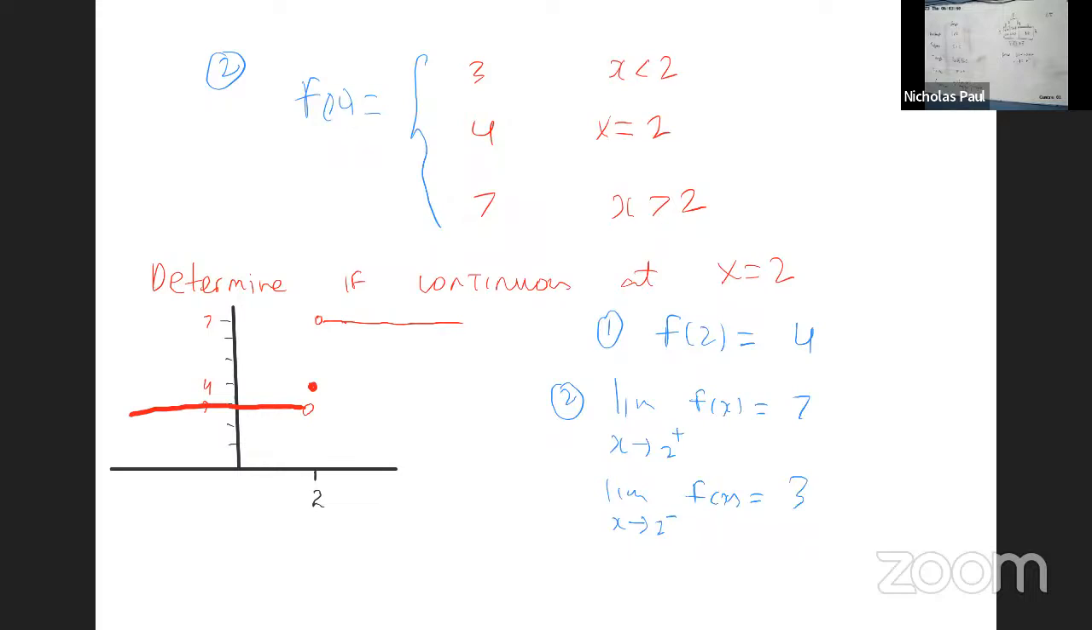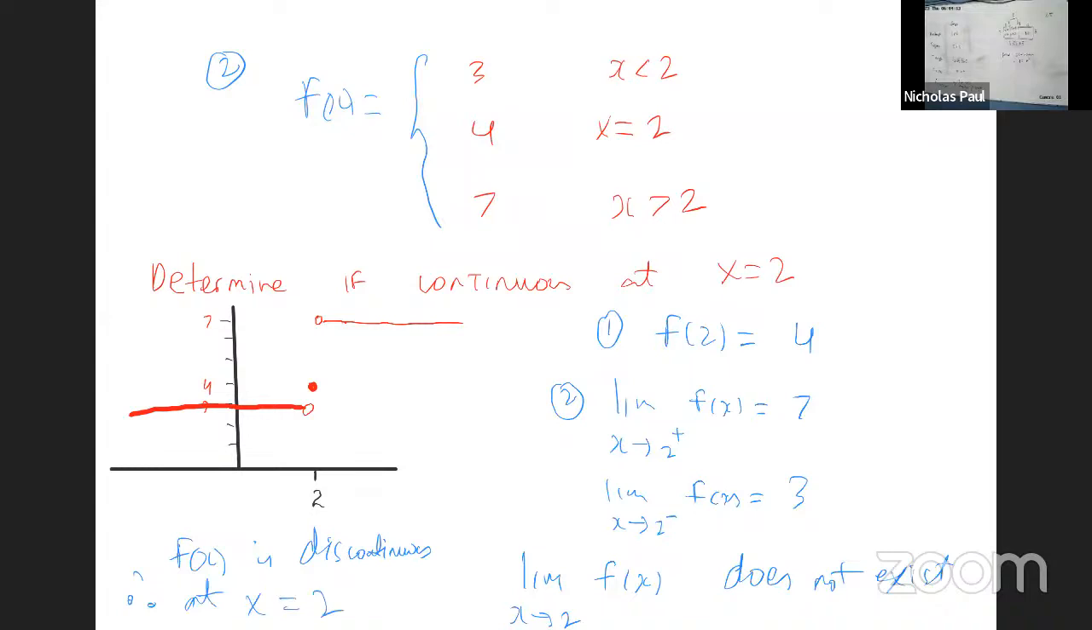What can you say about the limit? The limit as x approaches 2 of f of x does not exist. So the limit does not exist. Therefore, now you can say f of x is discontinuous at x equal to 2. That's okay? So you had to state that the limit does not exist first.